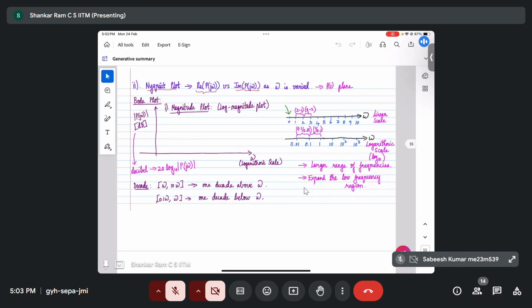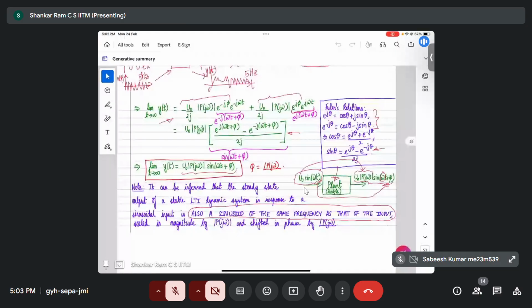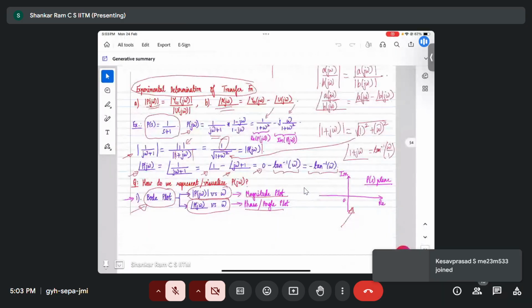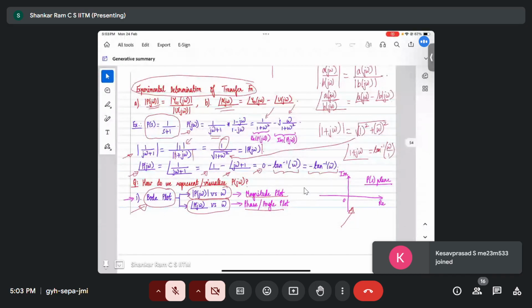And we saw that for linear time invariant systems which are stable, the steady state output is also a sinusoid of the same frequency, but scaled in magnitude and shifted in phase, right? And that depends on the sinusoidal transfer function P of j omega. So P of j omega becomes a very important quantity for us, right? So from that perspective, we need to figure out how we can represent P of j omega.